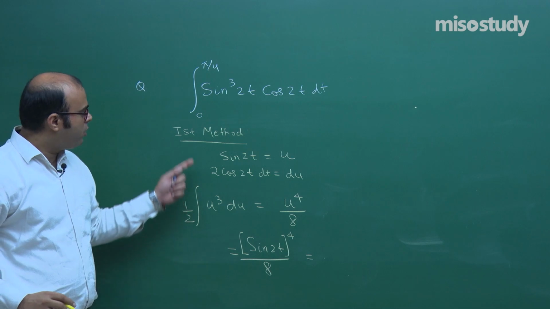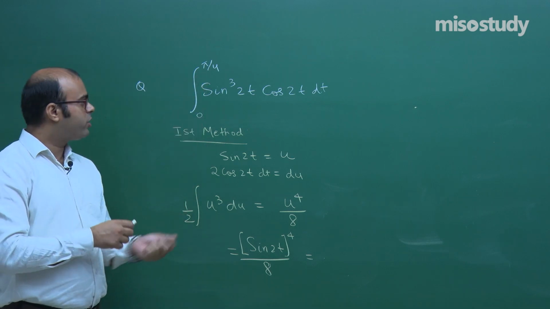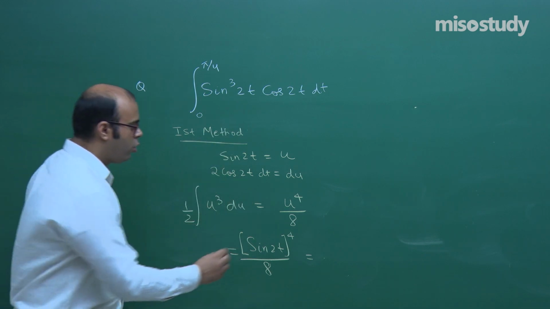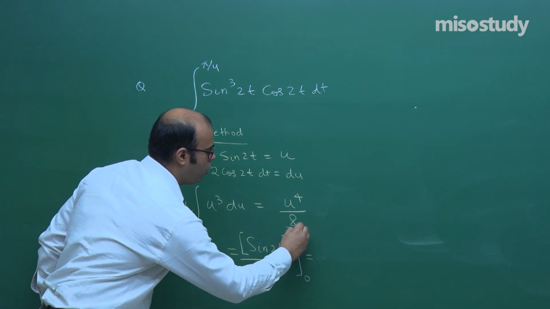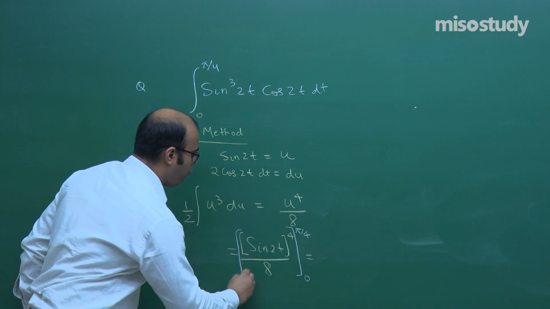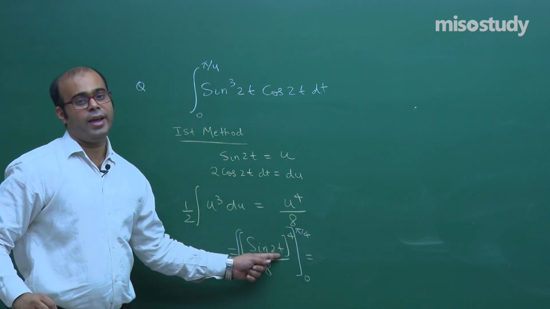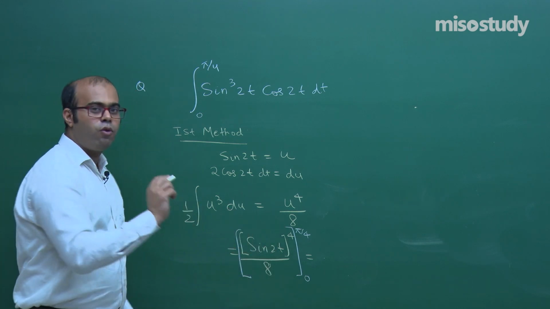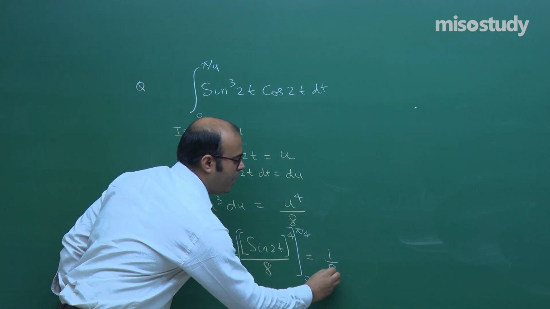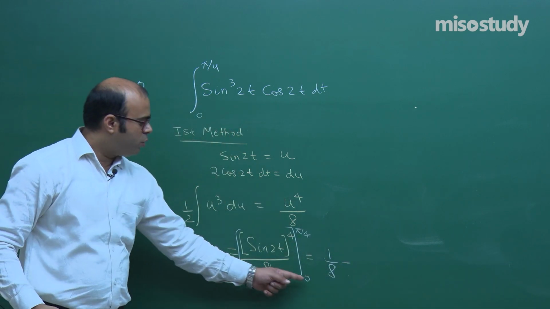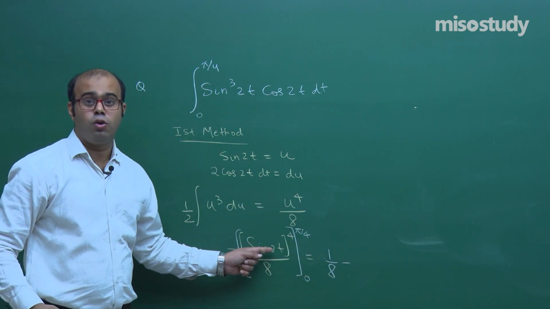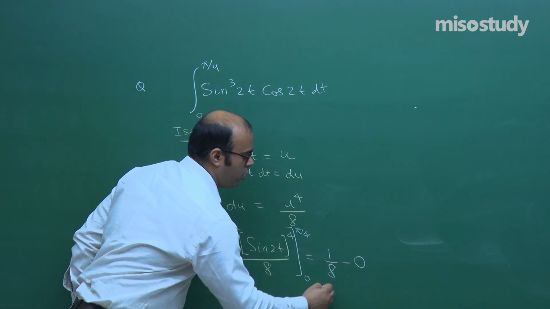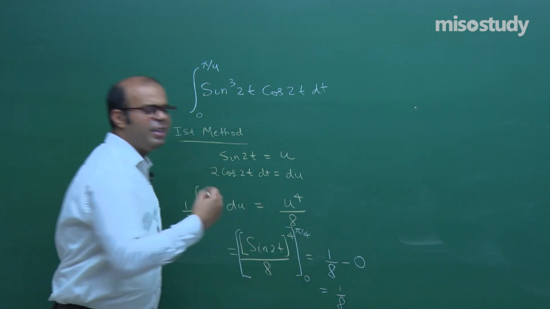Right. Now you can put the limit 0 to π/4 because now it is in its original form as a function of t, not a function of u. So you can put this as 0 and this as π/4. When you put π/4 here, it will become sin of π/2, which is 1, and 1 to the power 4 is 1. You will get finally 1/8 minus, if you put 0 here, this will become sin 0, and sin 0 is 0. So this whole term will be 0. So minus 0. Eventually you get 1/8 as the answer.